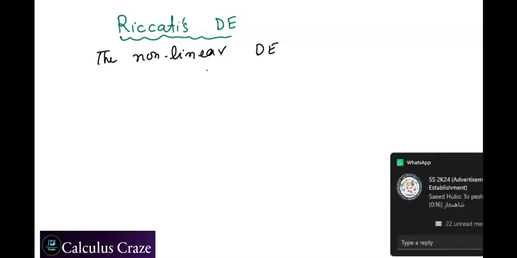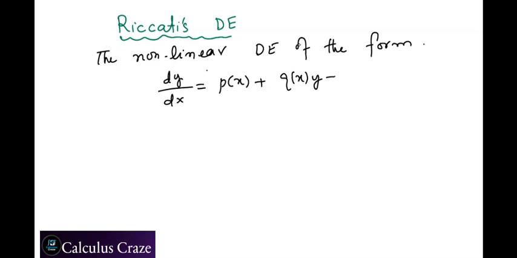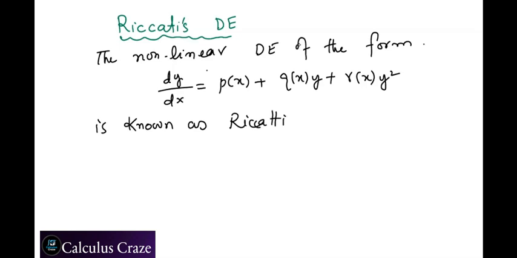The nonlinear differential equation of the form dy by dx equal to p of x plus q of x times y plus r of x times y square is known as Riccati's equation, right?